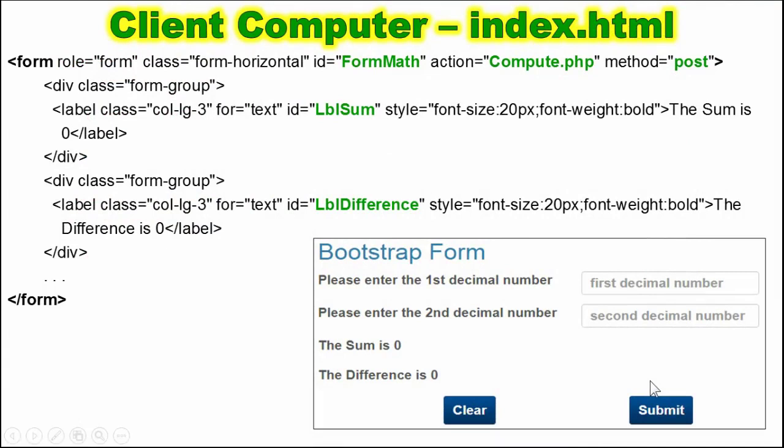These are the continued codes inside the form tag. The ID name LBL_sum is used in the asynchronous JavaScript to display the result of the sum, while the ID name LBL_difference is used in the asynchronous JavaScript to display the result of the difference.